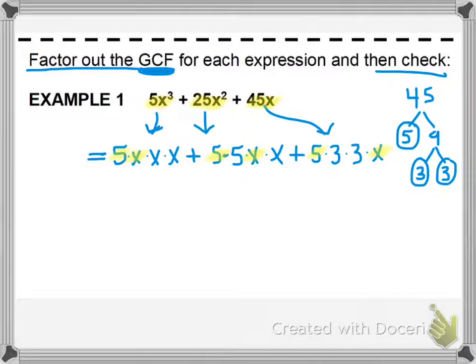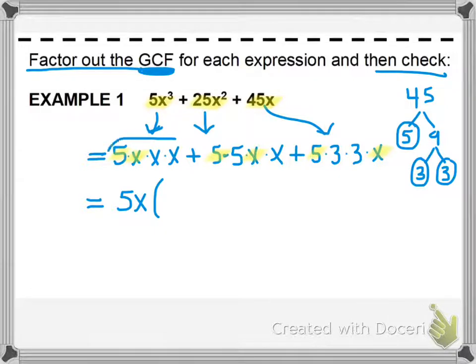Now, what's left in the first term is 2 x's. The middle term I have 5 and x left over, and then the last term I've got 3 and 3. So there's nothing else that all three terms have in common. So we're going to pull out what they have in common and write that down. They all have a 5 and an x. Now we're going to put a parentheses, and everything that we did not pull out of each term, we're going to leave inside the parentheses.